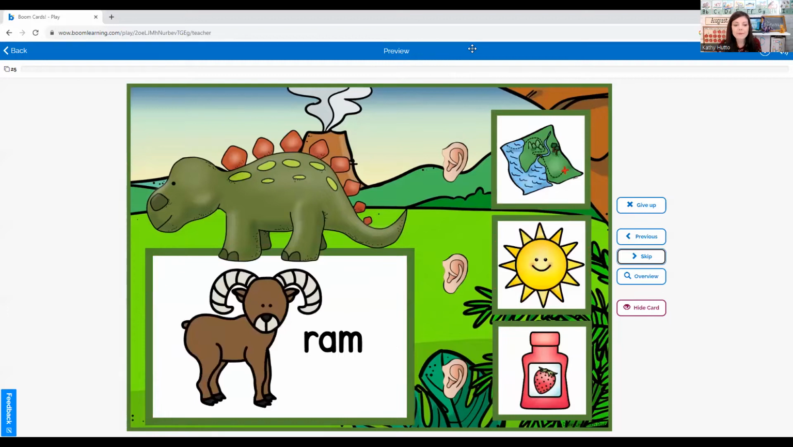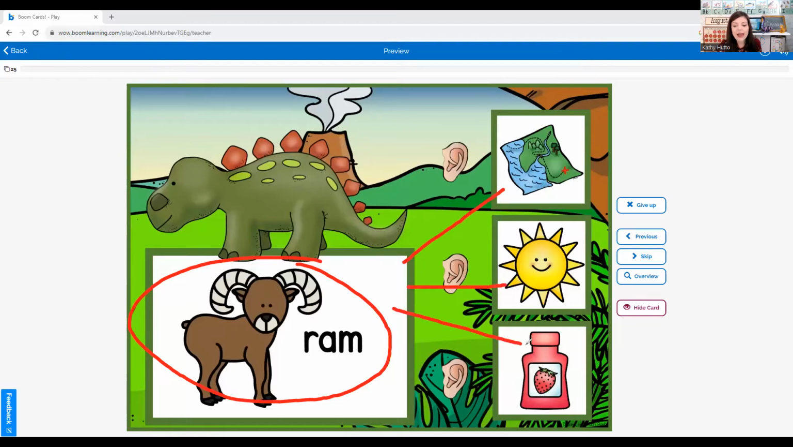This is a ram. Which word rhymes with ram? Map, sun, or jam?